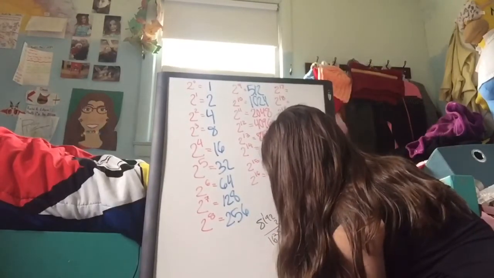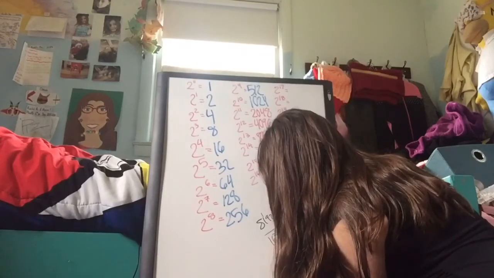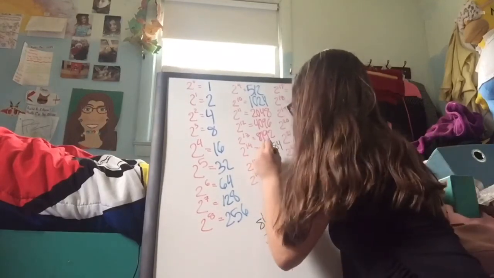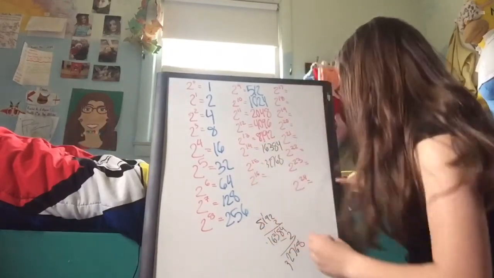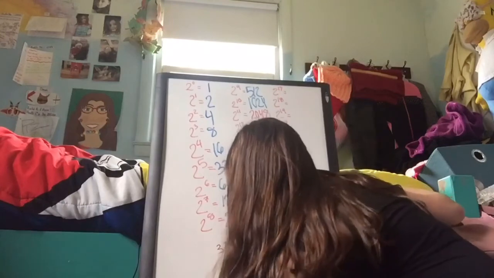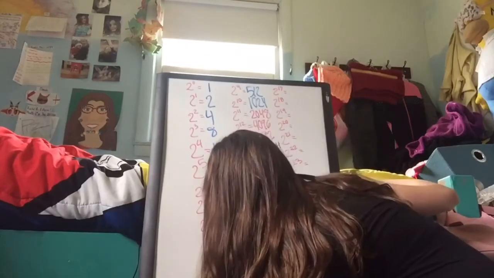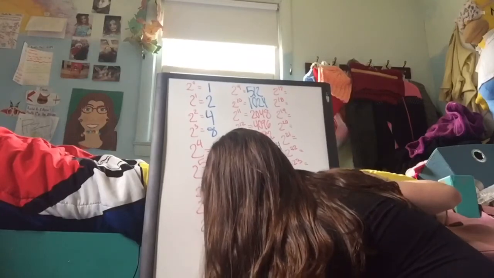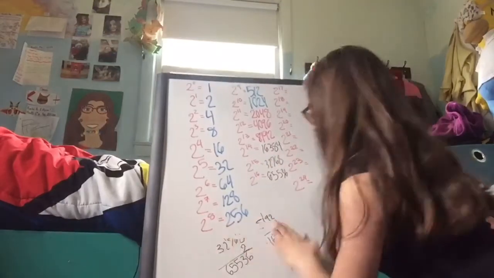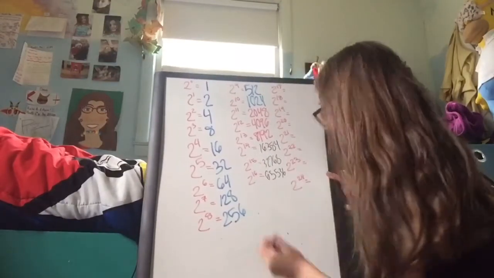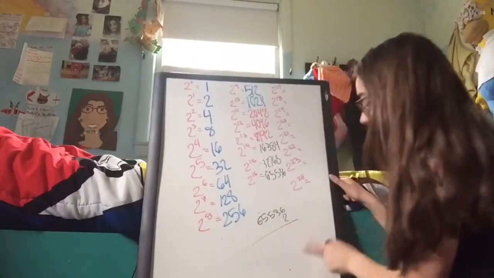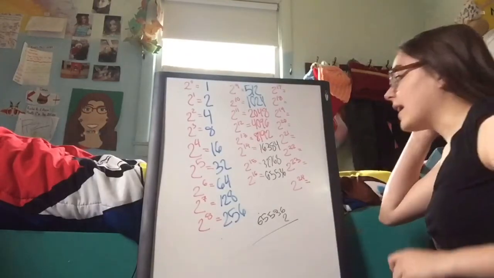That times 2 is 32,768. 2 to the 16th is 65,536. And 2 to the 17th is... You can do this with me as well. You can pause it and just try and figure these out yourself.